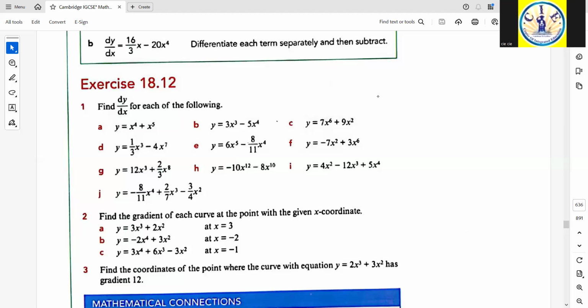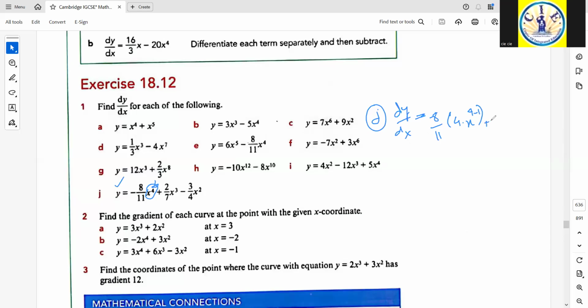Okay, for part J as well, dy by dx would be negative 8 by 11, and then taking the derivative of x raised to the power 4, that is obviously equal to 4x cubed. Like what I've done, that is bringing this power 4 at the beginning, and then x raised to the power 4 minus 1, that's equal to x cubed.